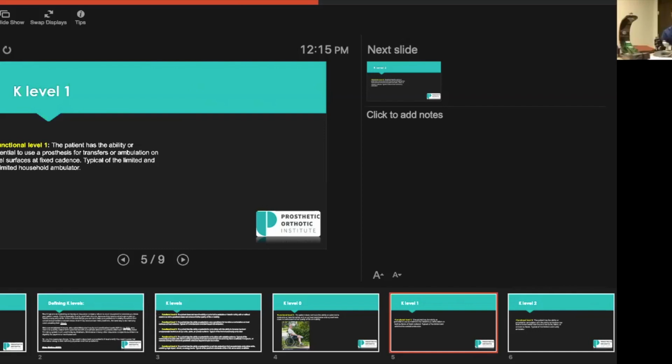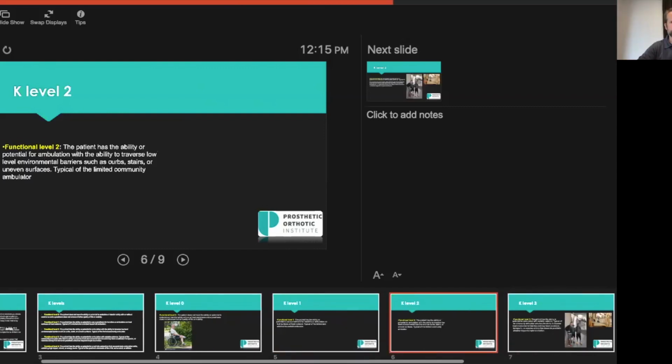That's correct. So what I find is that the K1 level patients really help with, again, transfers and simple household ambulation, and this really helps patients to understand, and clinicians as well, and referral sources to understand what this K level 1 means and how to define that. Yeah. All right. So now moving on to a K2 level.